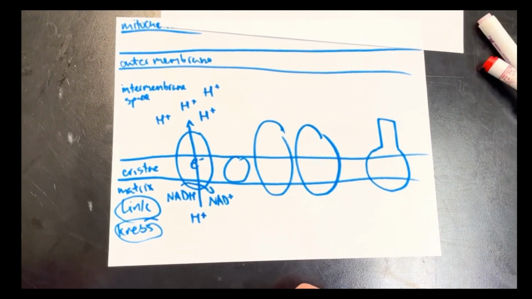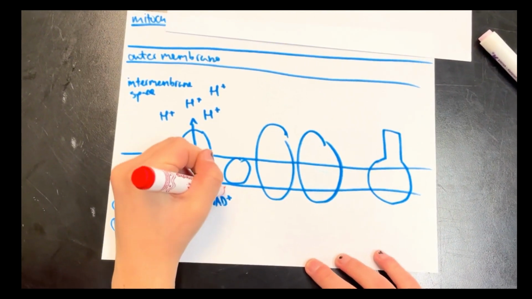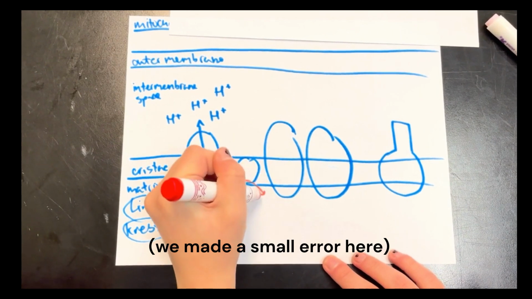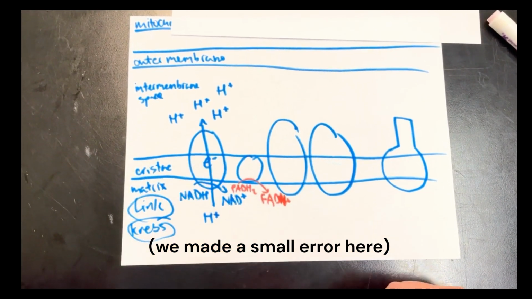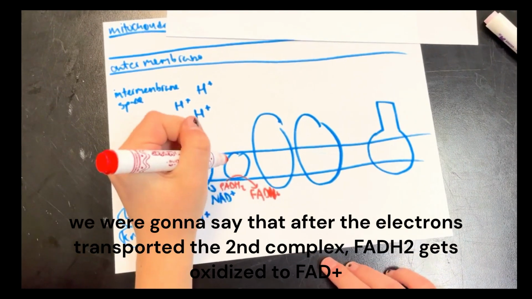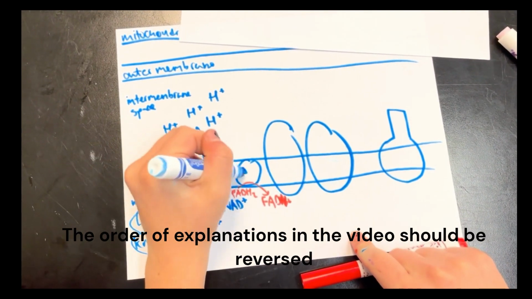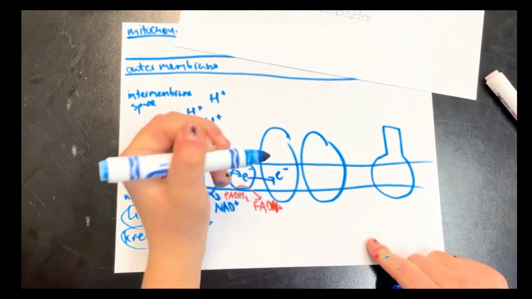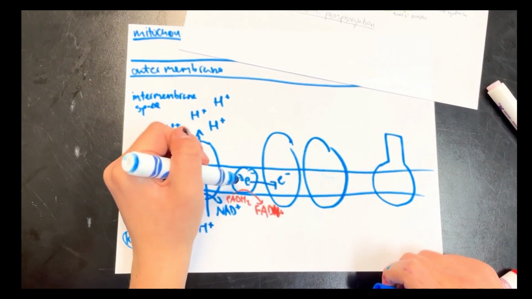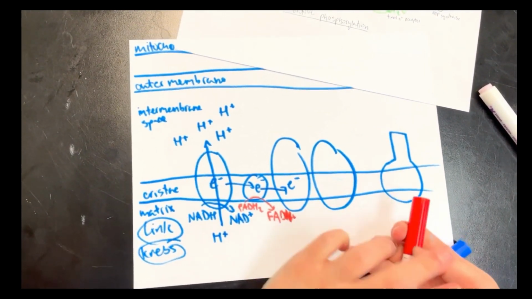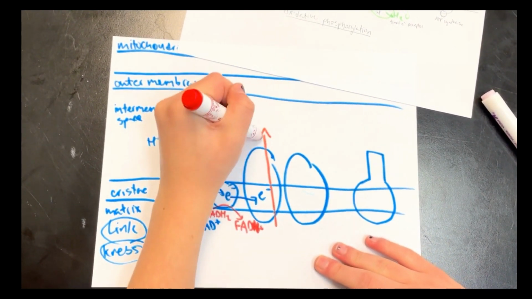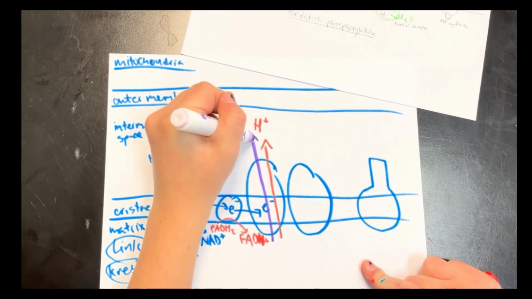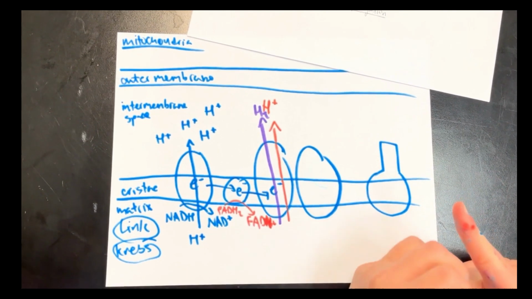So then this complex takes FADH2, which is also produced in the Krebs cycle, and then that gets oxidized to FAD plus, and then that electron gets transferred here, and then that electron gets transferred here, and this is another proton pump. So the electron gives it the power to pump the H pluses, both from the oxidation of the NADH and the oxidation of the FADH, out into the intermembrane space.